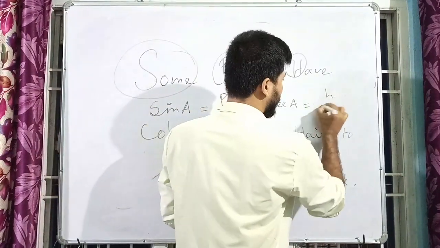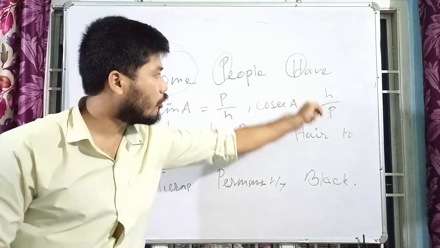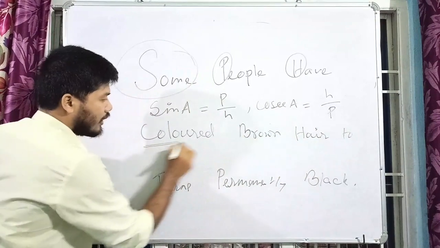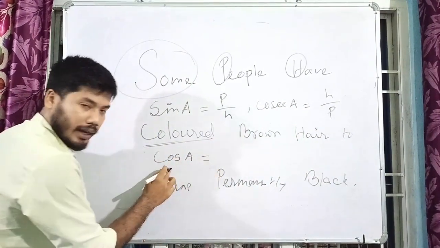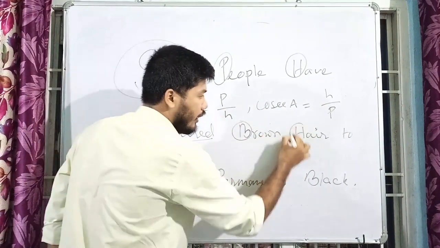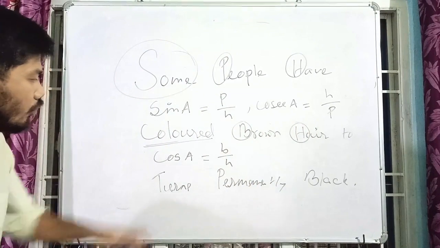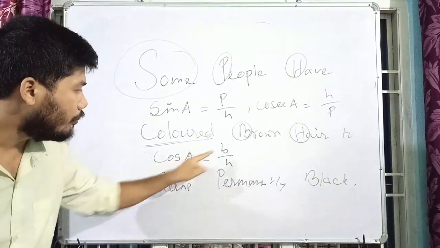So take the reciprocal. H by P, as P by H, reciprocal gives H by P. Similarly, colored brown hair. From colored we can write cos for angle A, B by H. So cos A is equal to B by H. Colored brown hair. Cos A is equal to B by H.